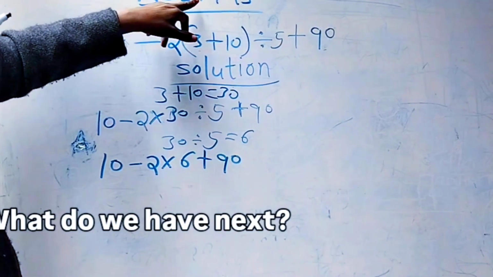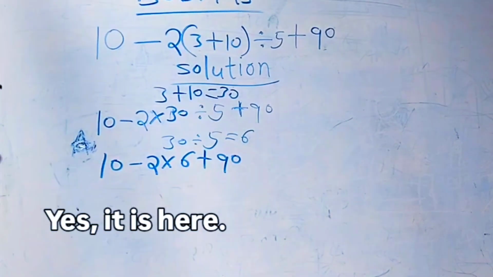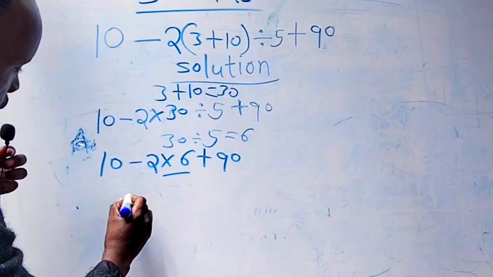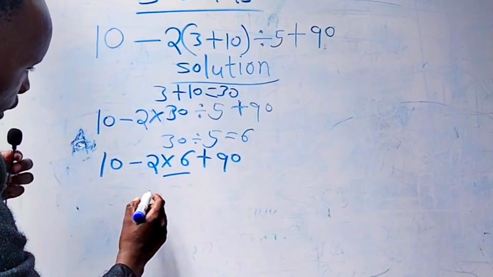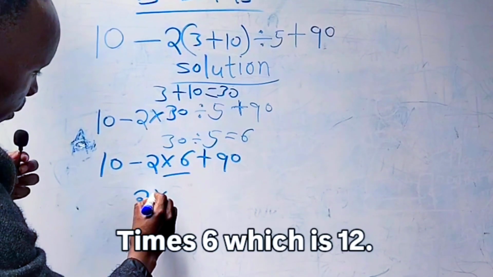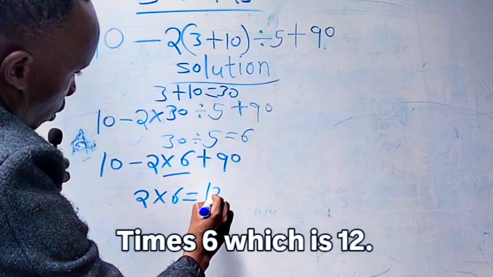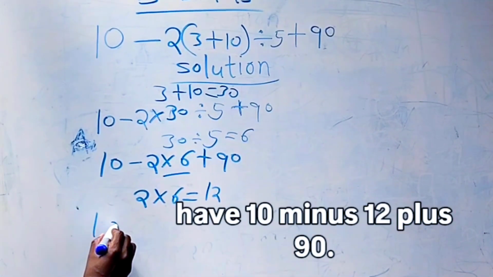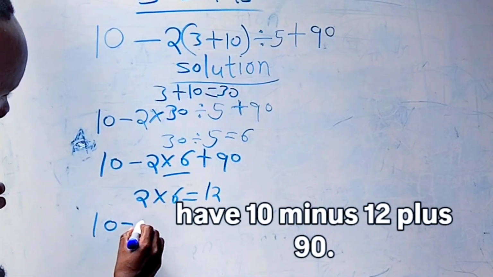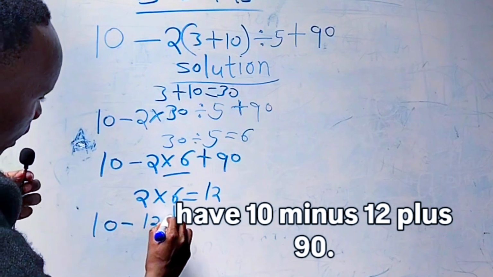What do we have next? Multiplication. Do we have it here? Yes, it is here. This is multiplication. So this will be 2 times 6, which is 12. So we have 10 minus 12 plus 90.